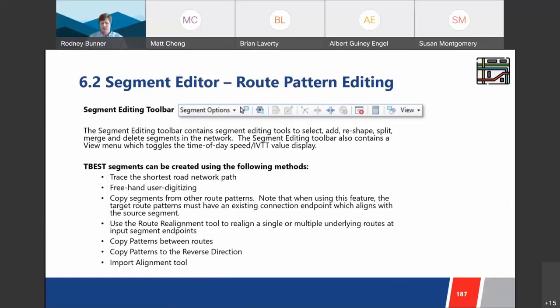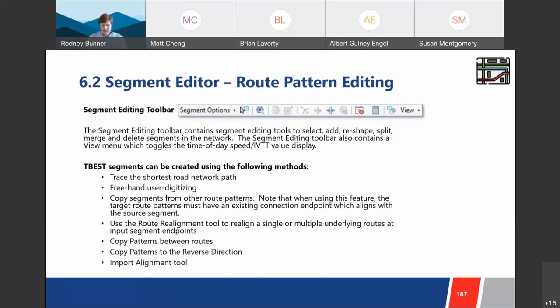So if you're changing one alignment and that same alignment exists on multiple patterns, both on the route you're on and maybe on other routes, rather than making that same edit 10 or 15 times, you can use the route realignment tool to push that edit into all of the intersecting routes in that same space, right? So it's a way to propagate an edit onto multiple intersecting patterns so that you don't have to do that same edit multiple times.